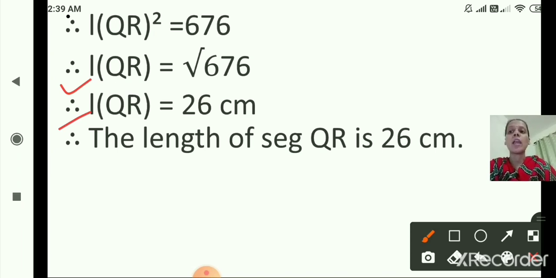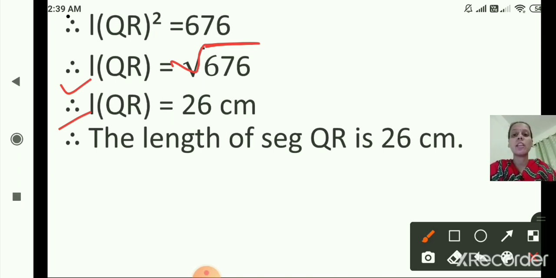And how will you find the square root of these numbers? You have to learn all the squares from 1 to 25, and this is the square of 26. So you learn till 30. Now length of QR is equal to 26 centimeters. So therefore the length of segment QR is 26 centimeters, which is asked in the question.